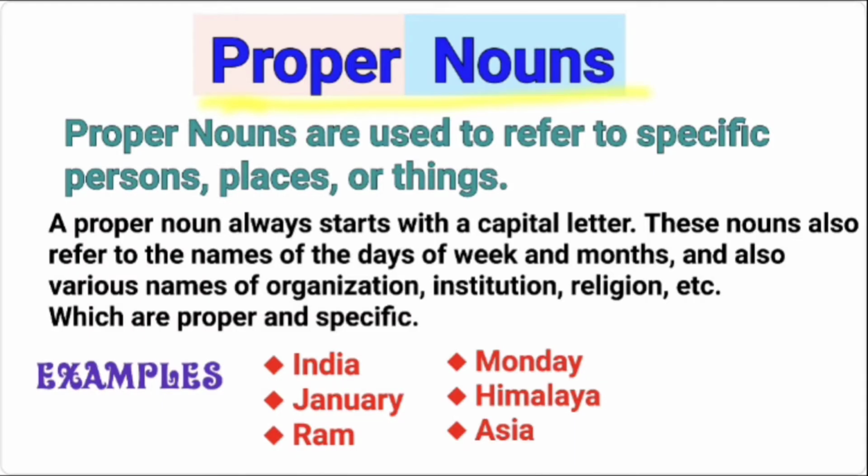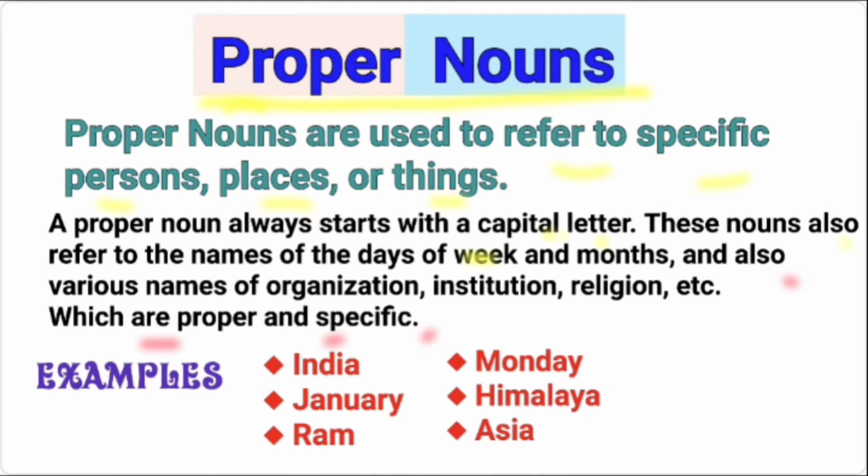Proper nouns. Proper nouns are used to refer to a specific person, place, or thing. A proper noun always starts with a capital letter. Students, just remember that we always use proper noun with capital letters. These nouns also refer to the names of the days of week and months, and also various names of organizations, institutions, religions, etc., which are proper and specific.